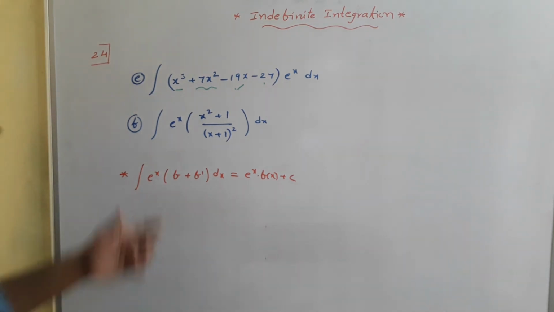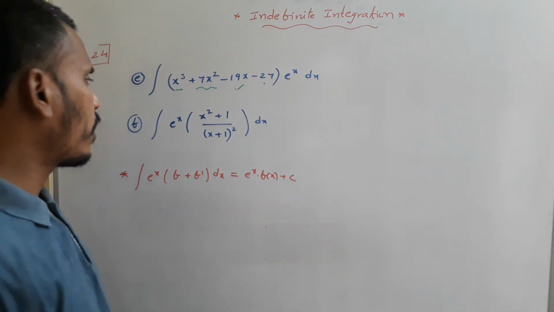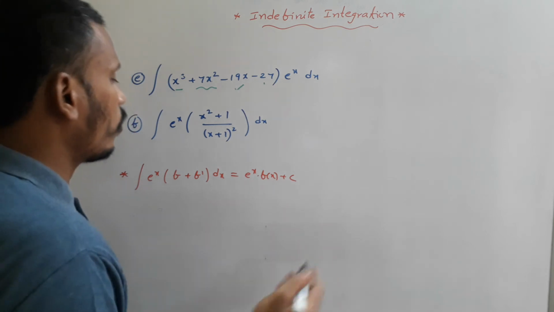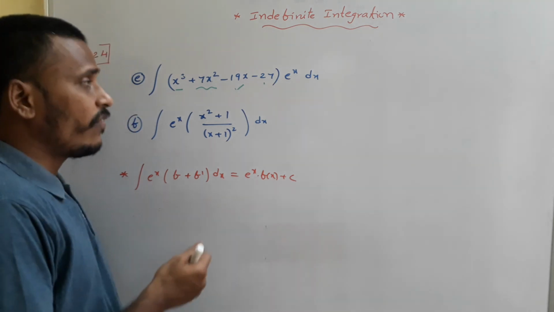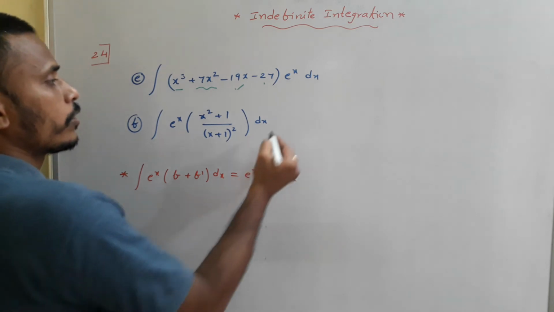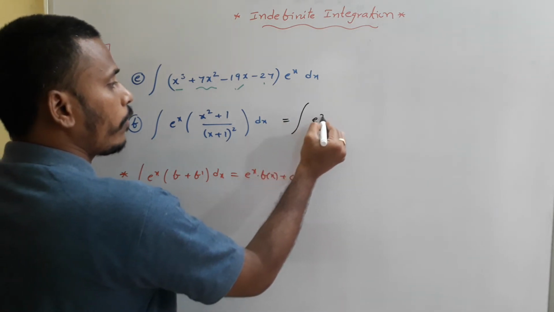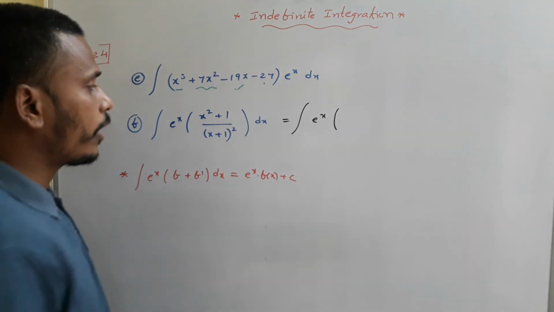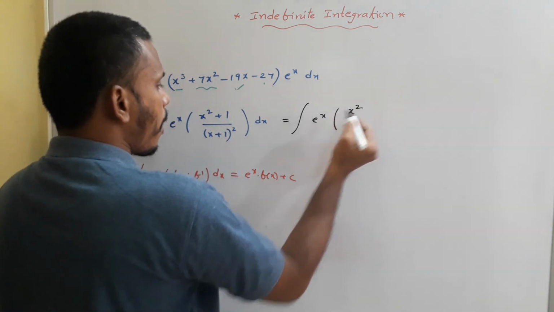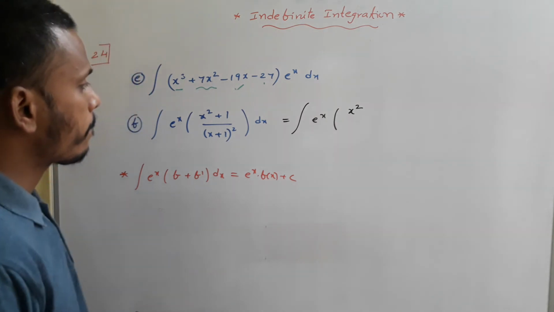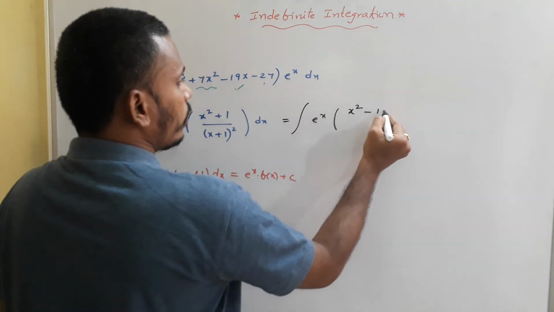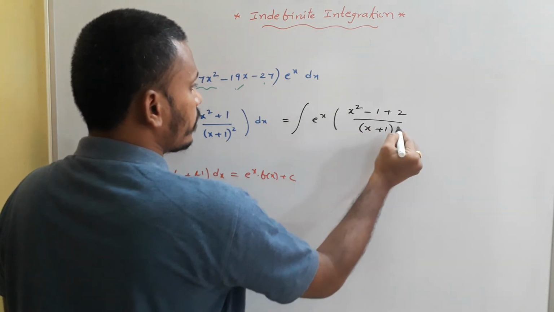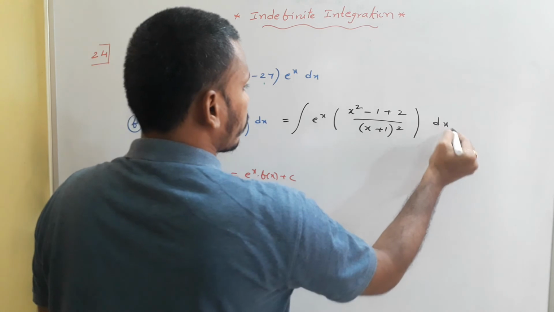So now 24f, most probably the last bit of this part. So e power x into x square plus 1 by x plus 1 whole square. See, again what we need is a function and its derivative. So this is equal to the integral of e power x into x square plus 1 by x plus 1 whole square. What I do is x square minus 1 plus 2 divided by x plus 1 whole square. Is there anything wrong? Of dx.